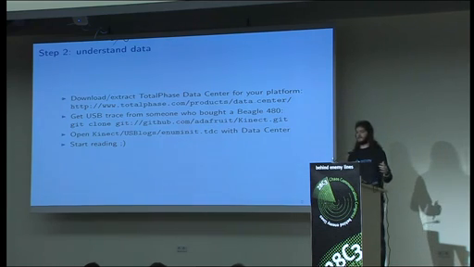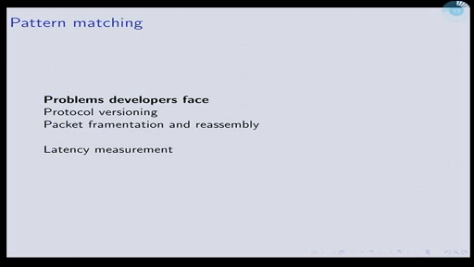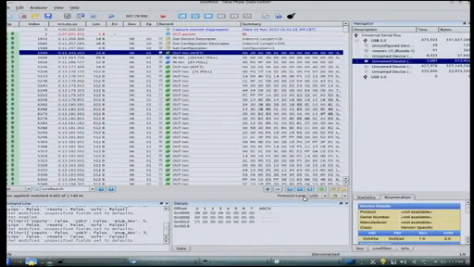So we can download Total Phase Data Center and the USB dumps that the awesome folks at Adafruit Industries made for us. And they posted them on everyone's favorite binary distribution site, GitHub, which was odd for large binary data. But so we can open this, and then we can start reading through all of the transfers. So I have this open over here. It's probably completely illegible from however far back you folks in the back row are.